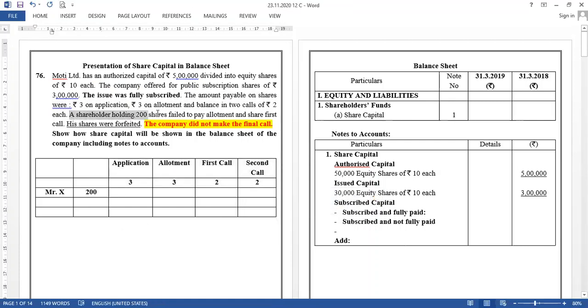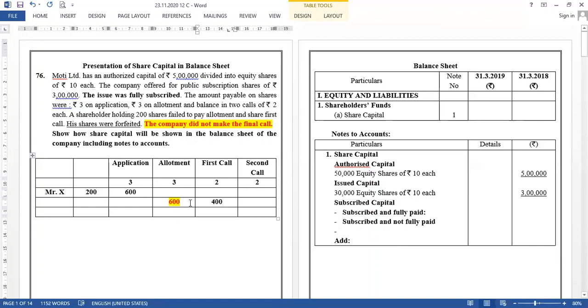A shareholder holding 200 shares failed to pay the allotment and the share first call. Mr. X, नाम नहीं दिया, तो I have assumed Mr. X, 200 shares, failed to pay the allotment and the share first call, and his shares were forfeited. So failed to pay the allotment, so application must have been paid. 200 into 3 is 600, and allotment is unpaid. So 200 into 3 is 600, and first call is unpaid. So 200 into 2 is 400.